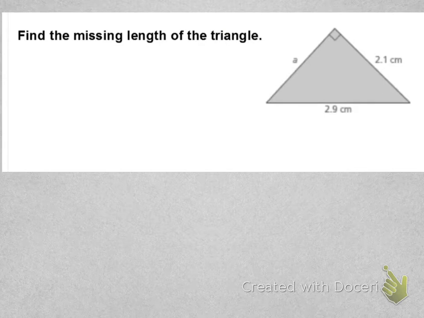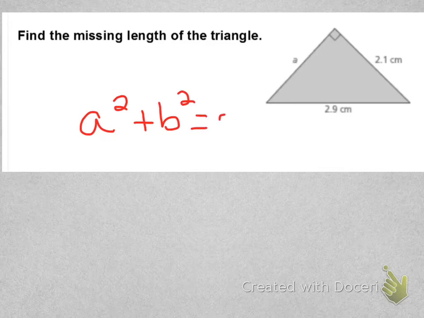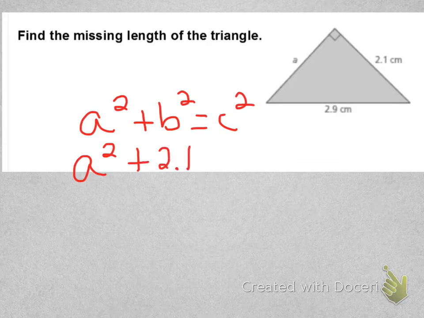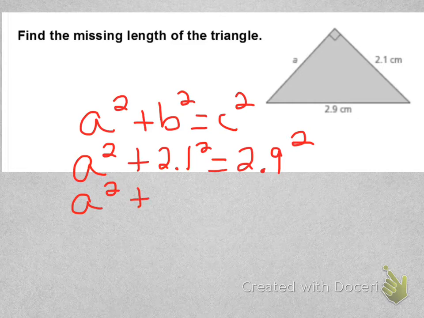This time we are looking for one of the legs, and they actually labeled that an a for us. I'm given the hypotenuse, and I'm given the other leg. So once again, I like to write out my formula each time. Now I'm going to substitute in. So a squared we don't know. b squared is 2.1 squared, and c is 2.9 squared. So I rewrite a squared plus 2.1 squared, which is 4.41, equals 2.9 squared, which is 8.41.